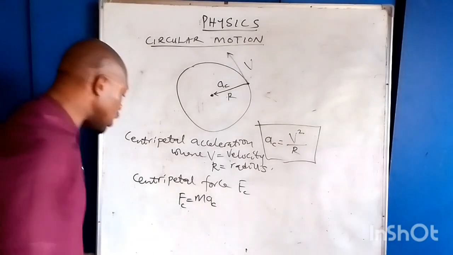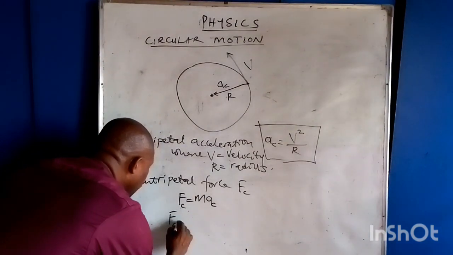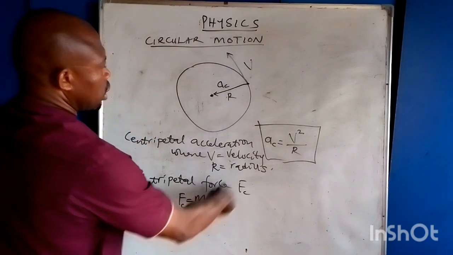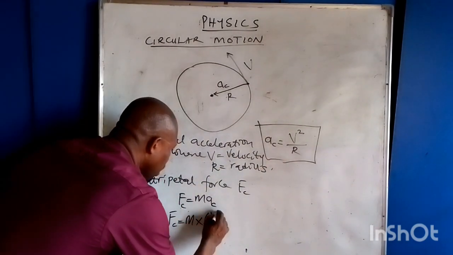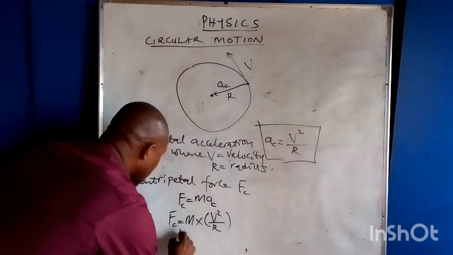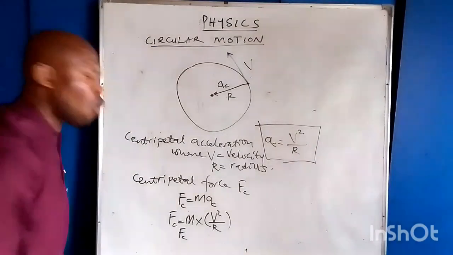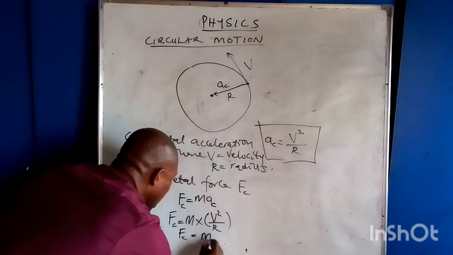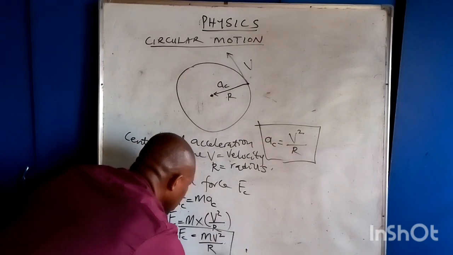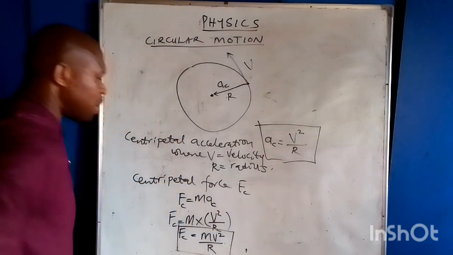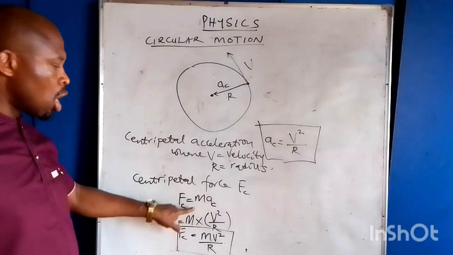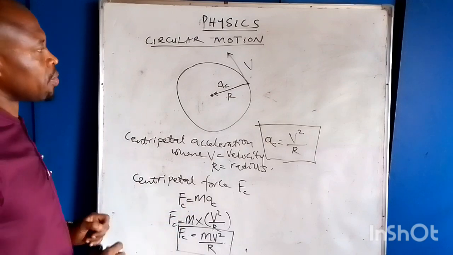Since a is represented by this, we can substitute it here. If we substitute it, the centripetal force is m times acceleration. Acceleration is v squared over r, so when we do that, the centripetal force is equal to mv squared over r. So this is the formula for centripetal force. Centripetal force, we either use this or we use this.